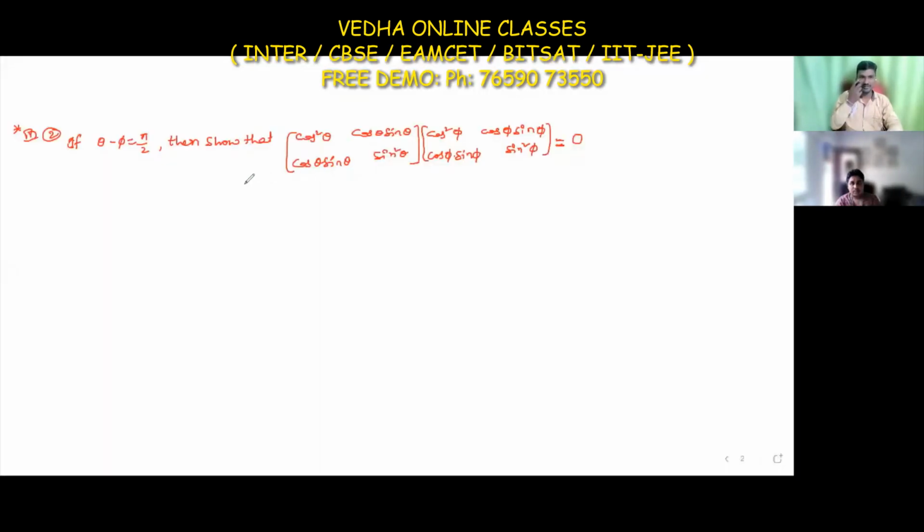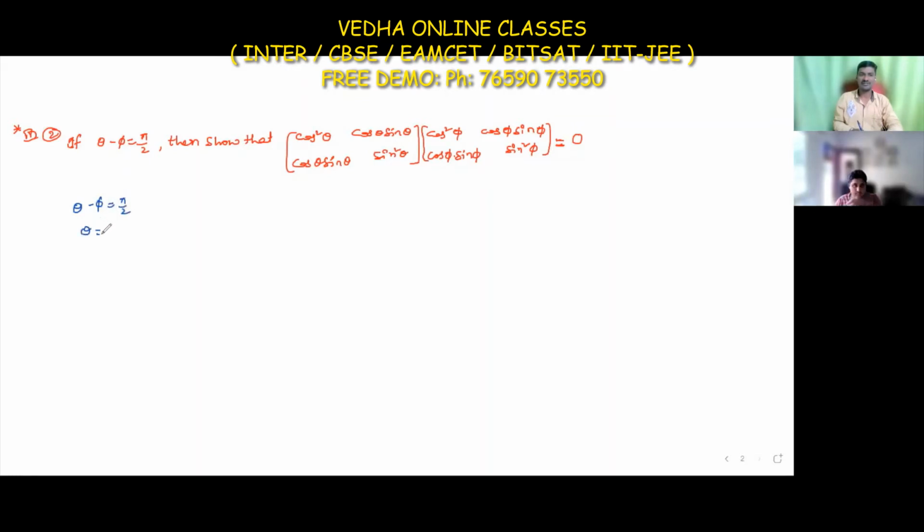So here, what is given here? If theta minus phi is equal to pi by 2, then show that the matrix [cos square theta, cos theta sine theta; cos theta sine theta, sine square theta] into the matrix [cos square phi, cos phi sine phi; cos phi sine phi, sine square phi] is equal to 0. So whatever is given, write the given data. Theta minus phi is equal to pi by 2.